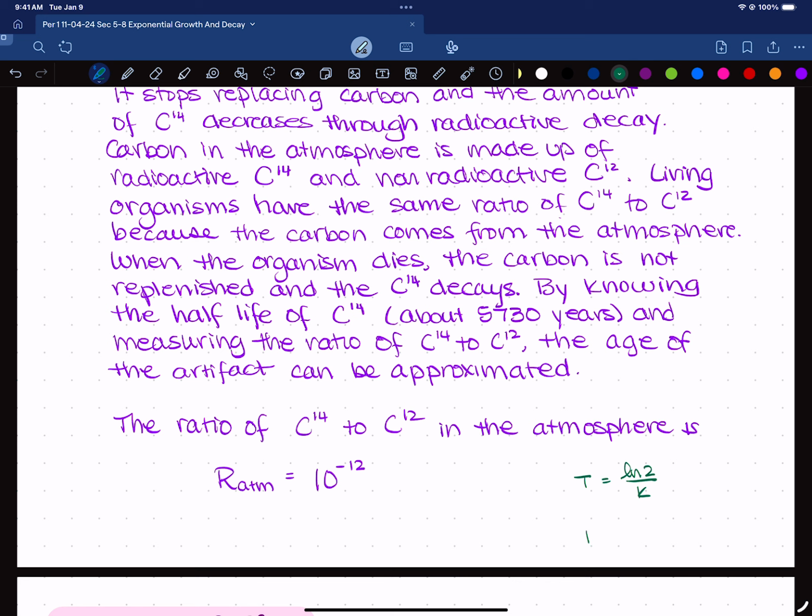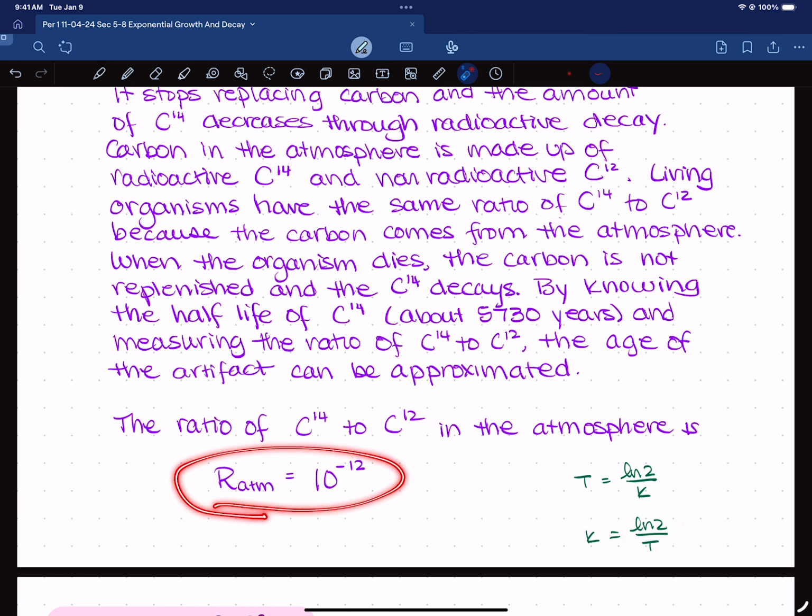So you can solve for K and say that K is this. When you're plugging into formulas, if you know the half-life of something, you can use this to find K. So this is useful to know. And knowing the ratio, you might need to know this as well. So that's pretty much all there is to say about carbon dating.